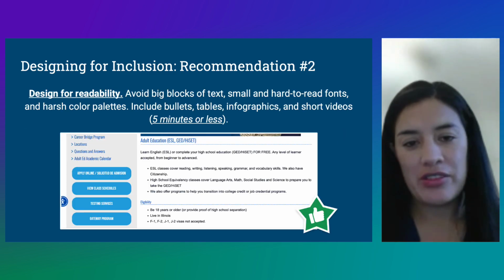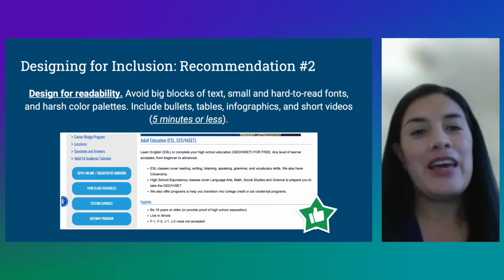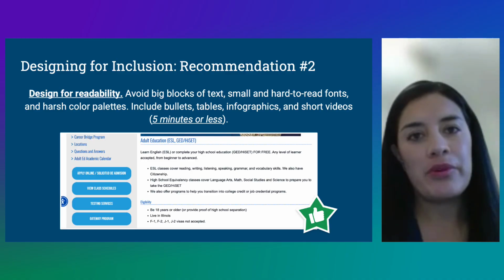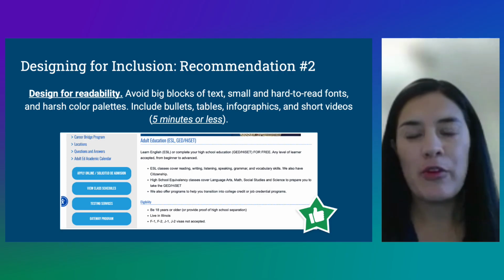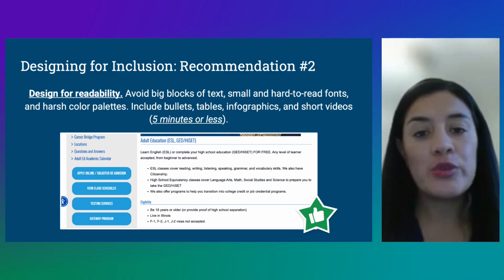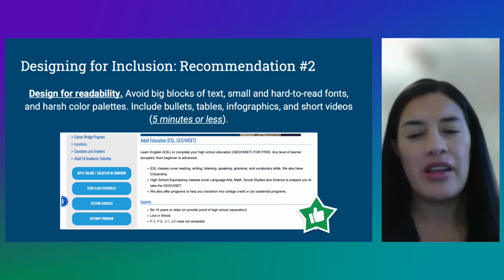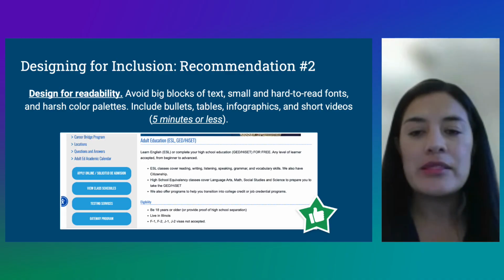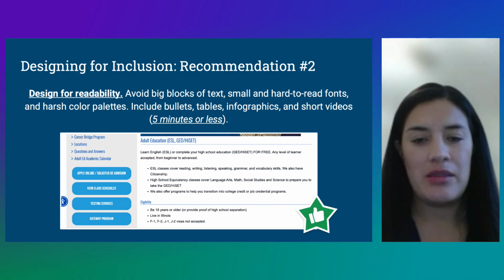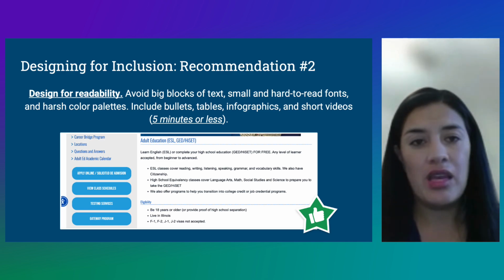Another recommendation is readability. It's very important, especially for ESL students. Text should be short, clear, and easy to read, using simple words and large, clear fonts. This helps students understand the message. It makes content easier to read and less stressful for students.